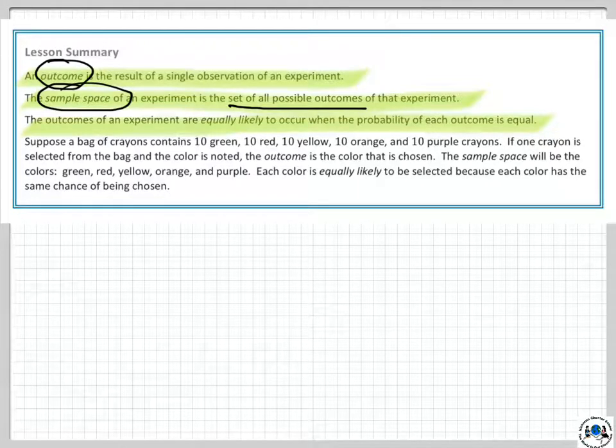Our cup experiment did not work. I don't know if it was supposed to be equally likely or not, and maybe it was for some of you, but I highly doubt it.